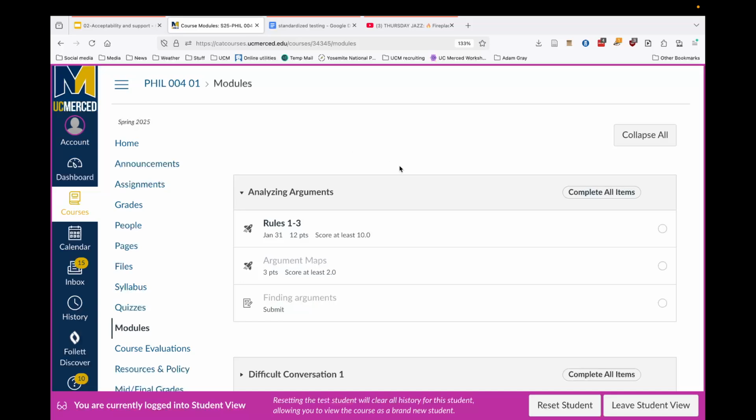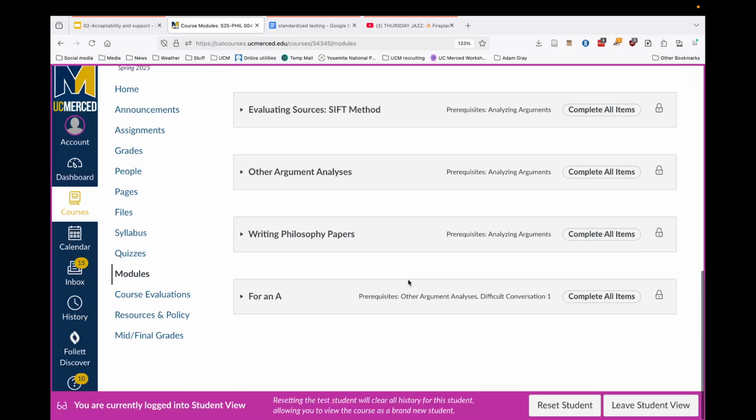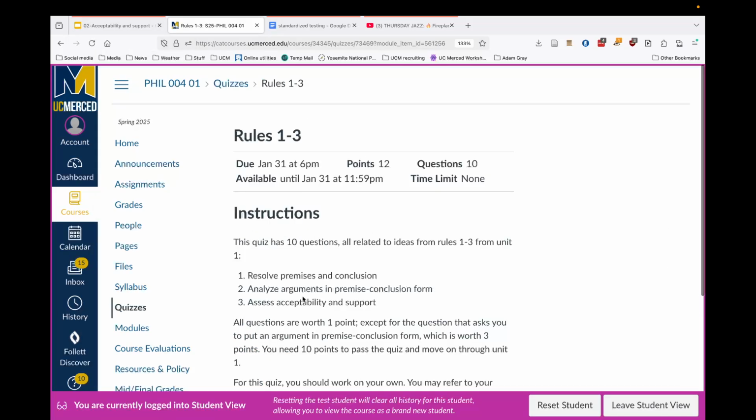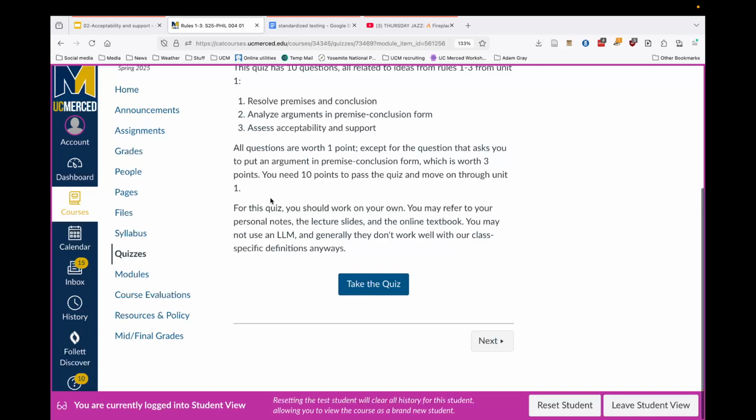This is the primary way you will track your progress through doing the work to pass the class or get an A. Initially, everything is locked until you pass the 3 assignments for this first unit. And you have to do these in order. So you have to pass this first quiz, and then you can move on to the argument maps quiz, and then you can move on to the finding arguments quiz or activity to be determined. Haven't quite figured out what I want to do for this one yet. So you come in here, and there are instructions, then you hit this to start working on the quiz.